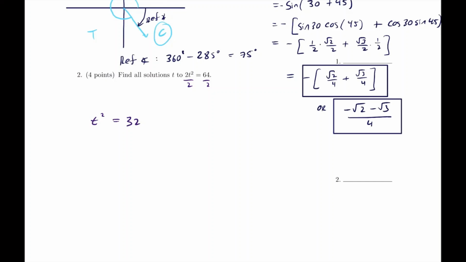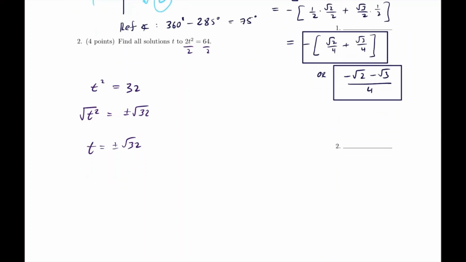And then you can cancel out the square by square rooting both sides. So we have square root of t squared is equal to plus and minus square root of 32. So t is equal to plus and minus square root of 32. You might want to simplify this answer. Don't leave it right here. So square root of 32 can be simplified into 16 times 2 under the square root. And then 16 will come out as a 4. So you'll have t is equal to plus and minus 4 square root of 2. So two solutions, because it's a quadratic, you get two solutions for this particular problem.